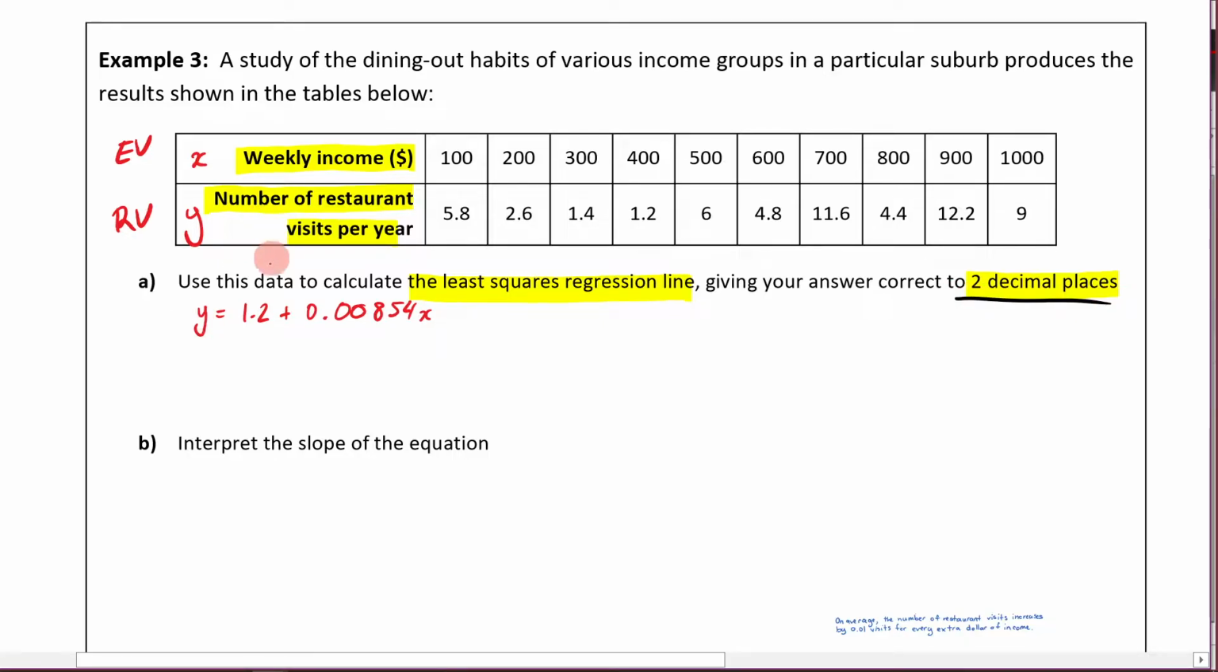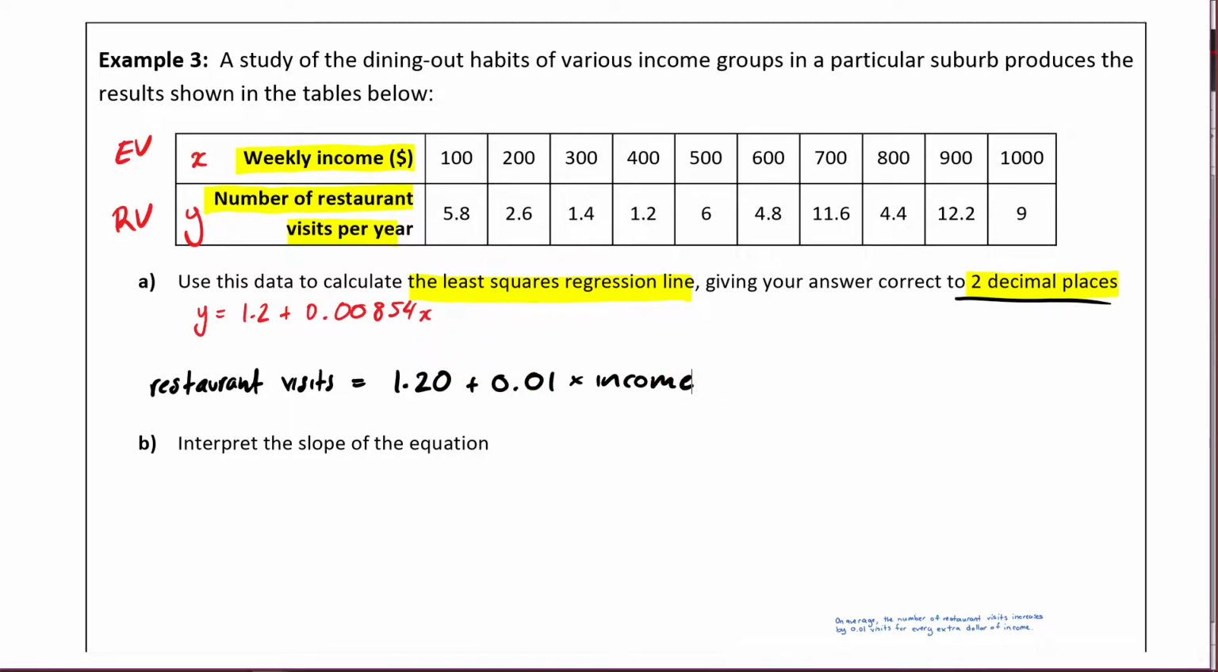So instead of Y, I'm going to go number of restaurant visits. So I might write restaurant visits, I can't spell, restaurant visits is equal to 1.20 because I needed to 2 decimal places. So I'm going to put a 0 there, plus, now this is going to be 0.01. That's now 2 decimal places there. And then I'm going to times that by the income. And that's going to be my answer there. Perfect. So let's give that a highlight.